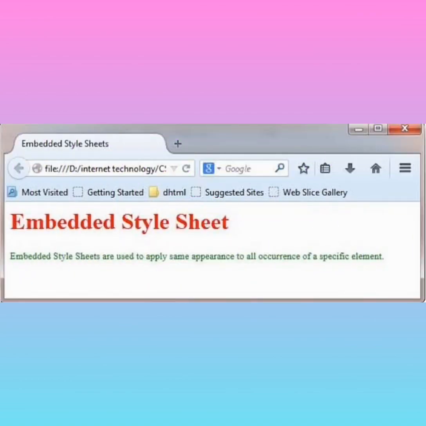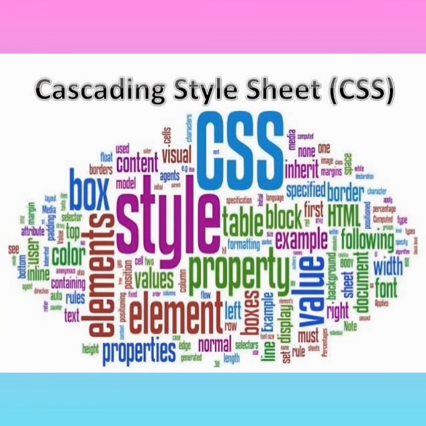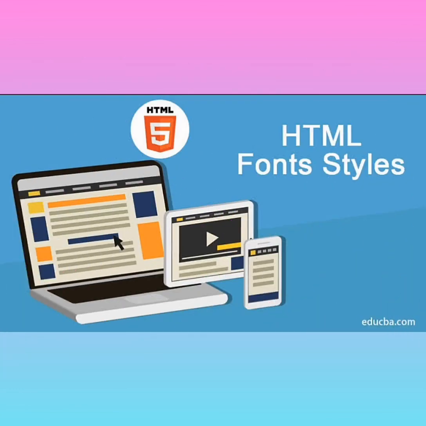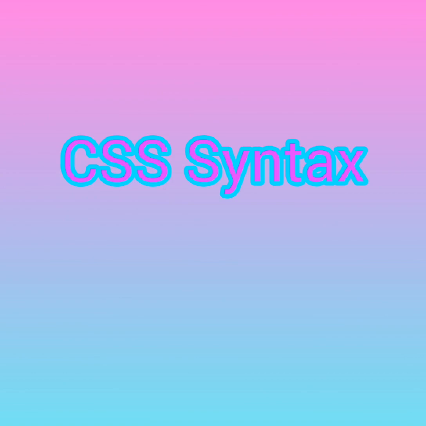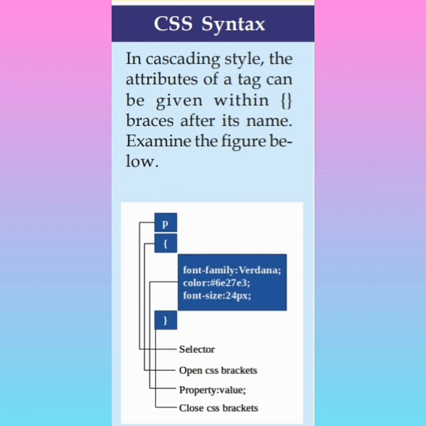The function of cascading style sheets is to direct how the contents prepared using a markup language should be displayed. Cascading style sheets help to eliminate repetitive use of HTML tags while designing web pages. CSS syntax: in cascading style, the attributes of a tag can be given within braces after its name.